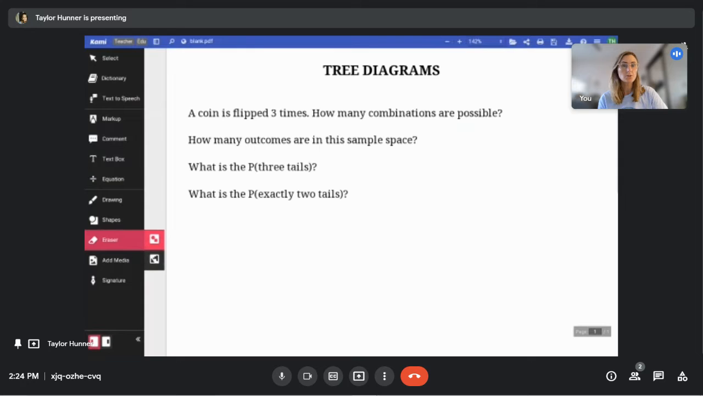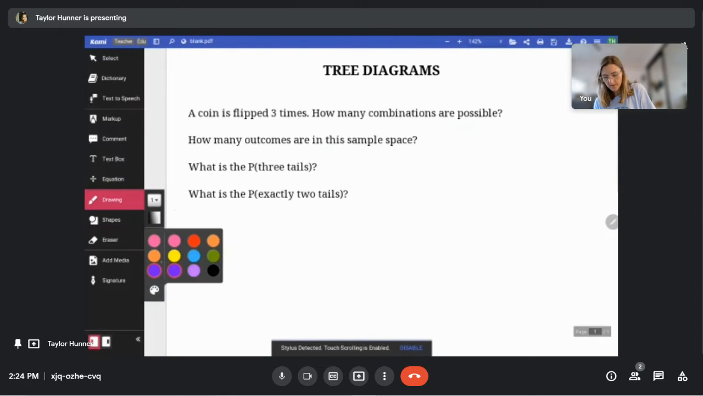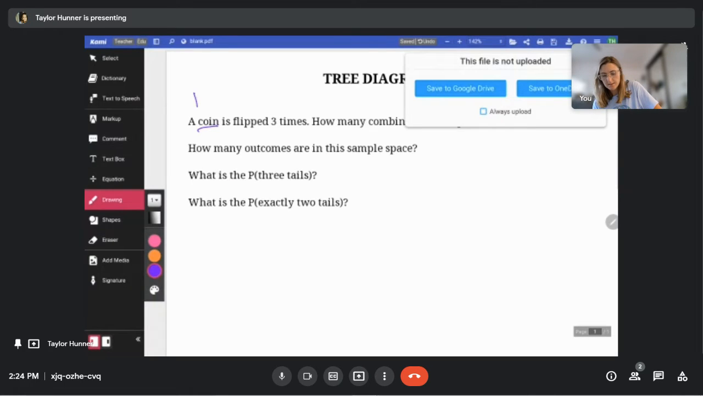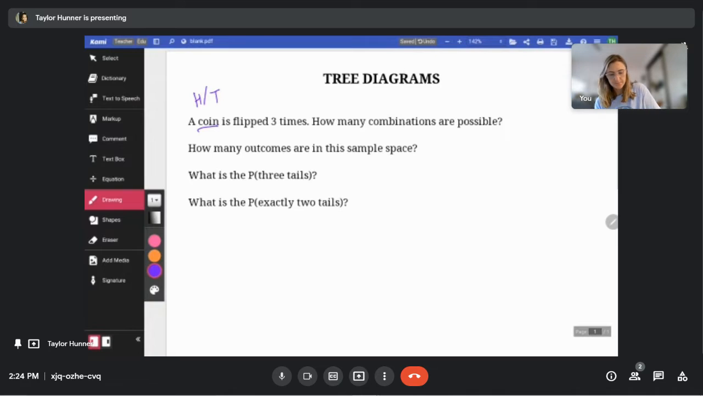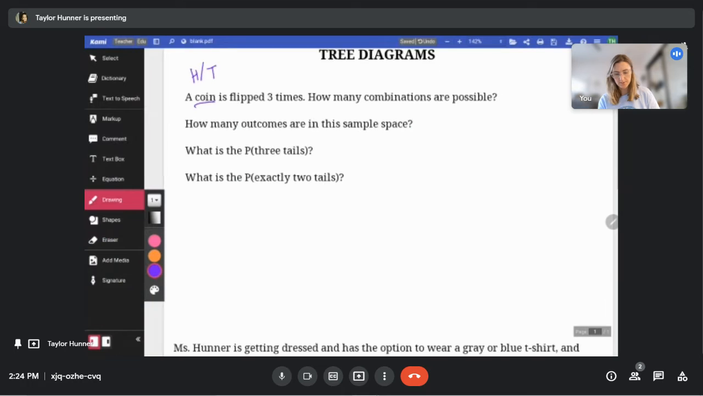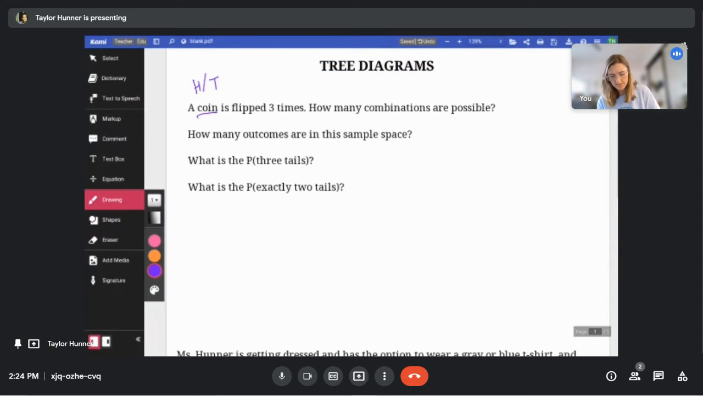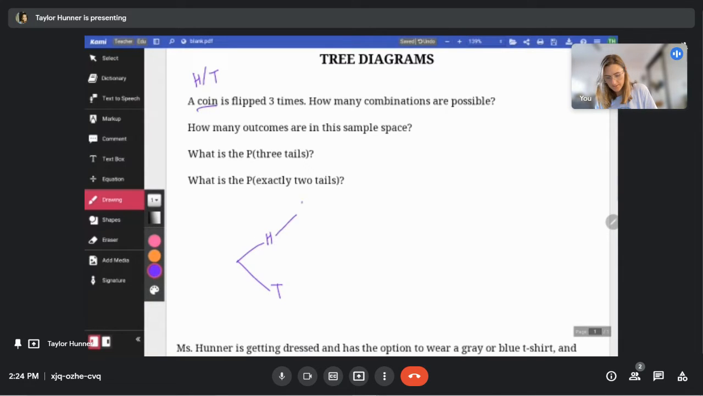The first thing we should notice here is that if we're flipping a coin, then this coin has 2 sides. For the purpose of this video, we're just going to say this is heads and this is tails. And it is flipped 3 times. So let's go ahead and draw that in our tree diagram. If I flip it once, I have the option of getting either heads or tails. If I flip it twice, I can then flip it heads or tails from here.